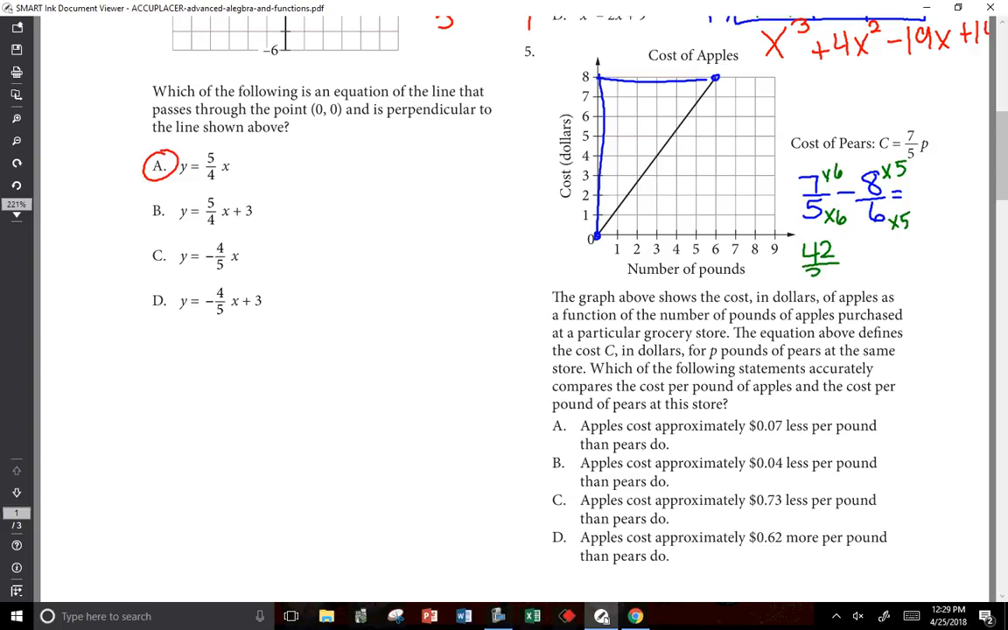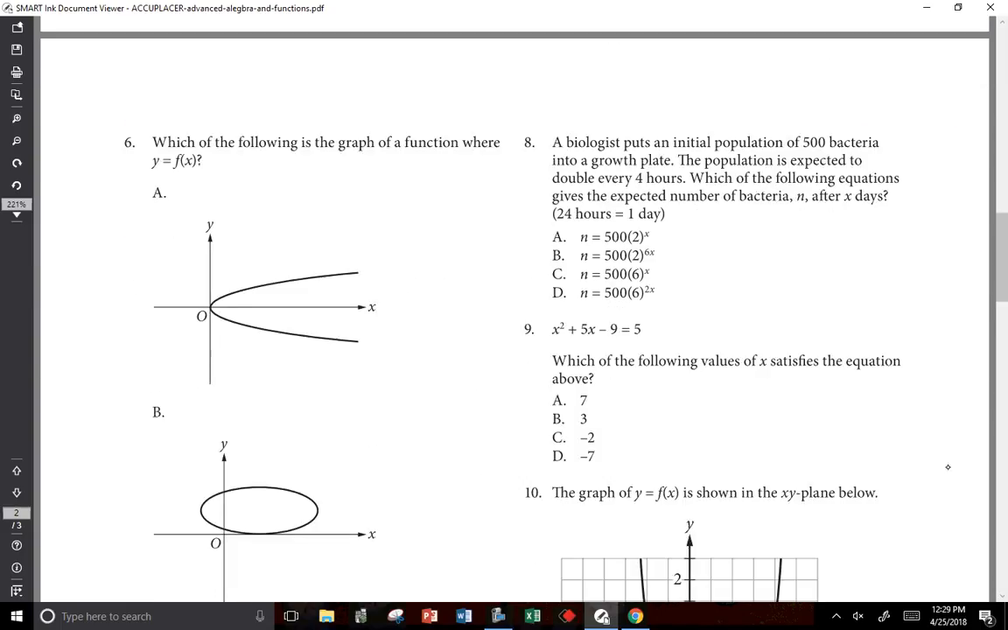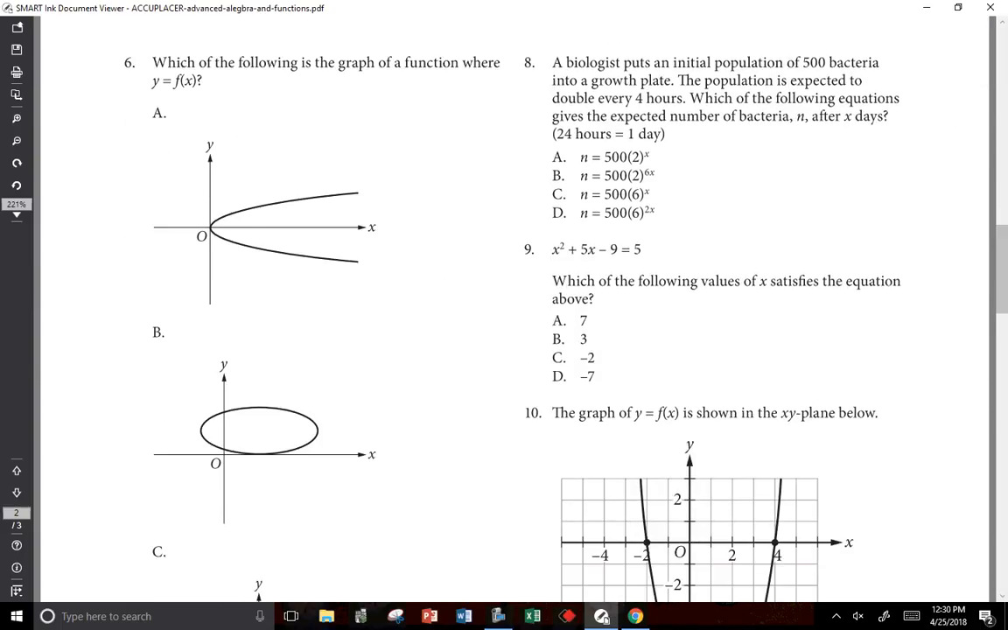Easy peasy, number 6. Which of the following is the graph of a function where y equals f of x? Keyword function. How can you tell if a graph is a function? I don't normally hear it called the pencil test, but what is he talking about? That's correct. Vertical line test. So if you draw a vertical line, how many times are you allowed to hit the graph? Only once. If you hit it more than one time with any vertical line, then it's not a function.